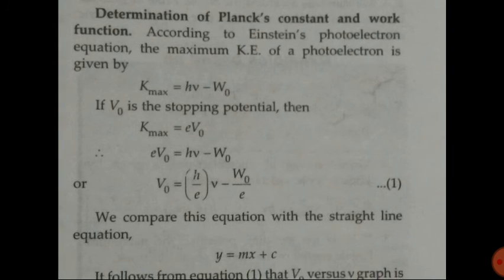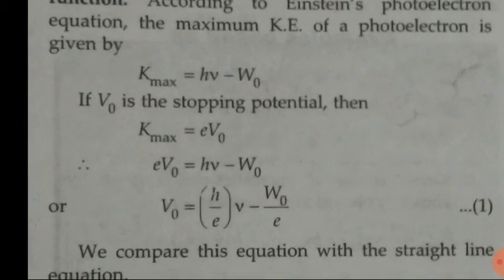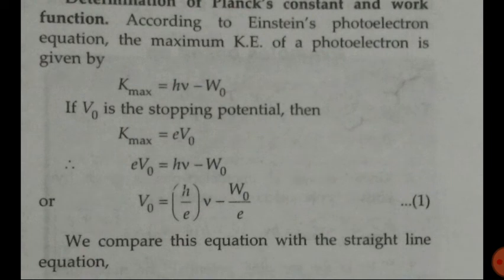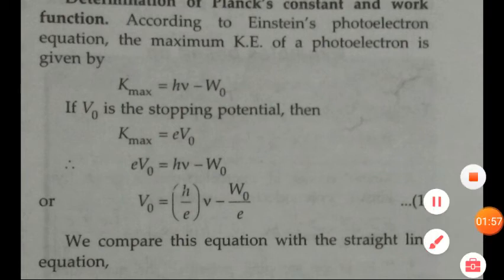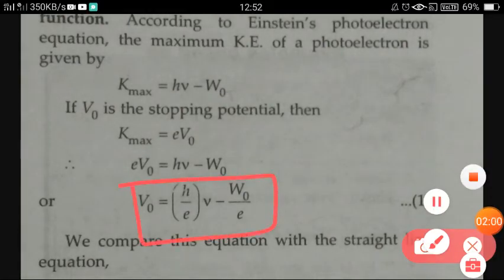According to Einstein's photoelectric equation, the maximum kinetic energy of a photoelectron is given by K max equals h nu minus W naught. How this equation came, we have also discussed in the previous lecture. If V naught is the stopping potential, then K max equals eV naught. When we put that value of K max, we get eV naught equals h nu minus W naught, or V naught equals h upon e nu minus W naught upon e. Call this equation number 1.